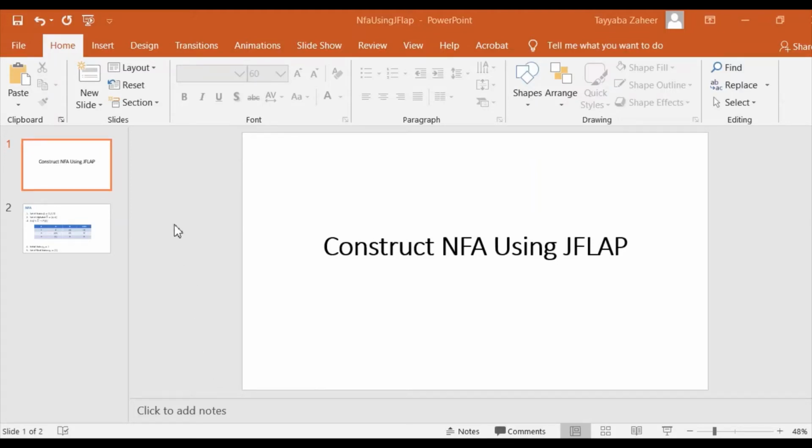In this lecture, I am going to teach about how to construct an NFA using JFlap. JFlap is an easy to use and very simple tool.